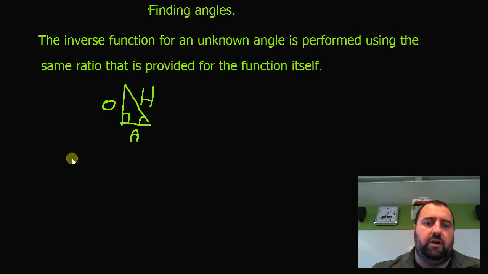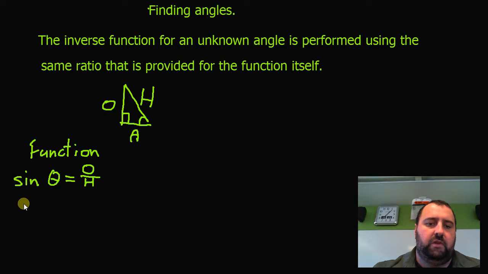So, over here, I'm going to write the functions themselves, okay? So I know that sine theta equals opposite over hypotenuse. I know that cos theta equals adjacent over hypotenuse. And I know that tan theta equals opposite over adjacent, okay?